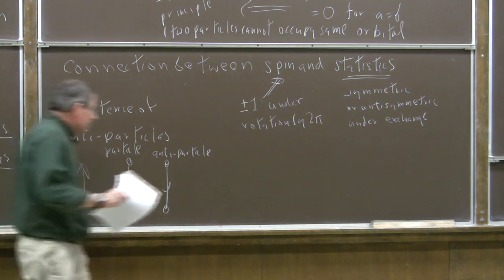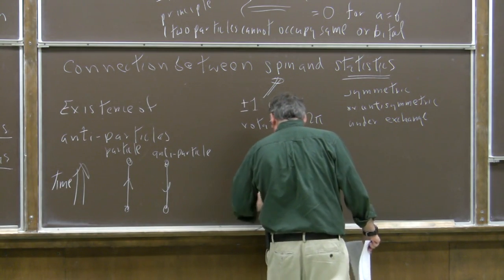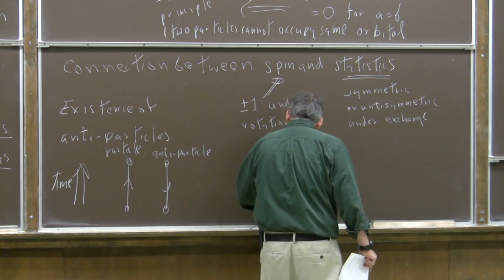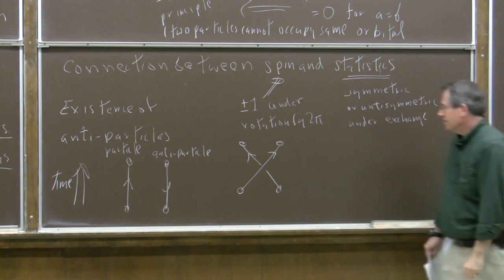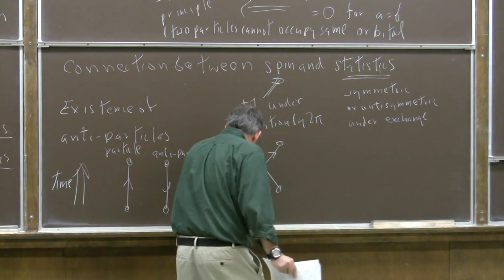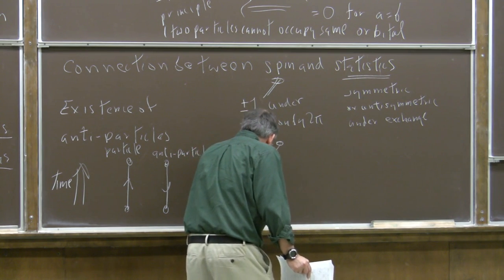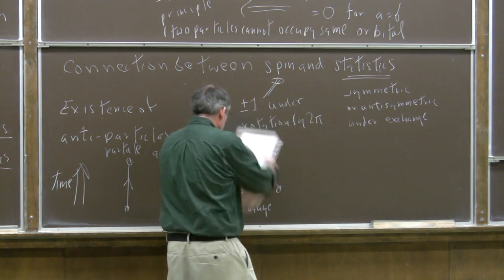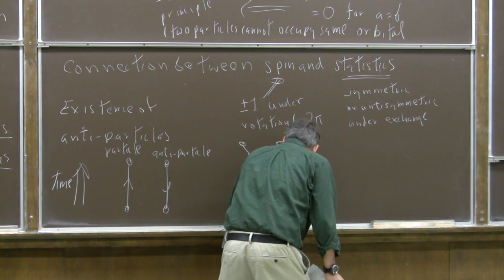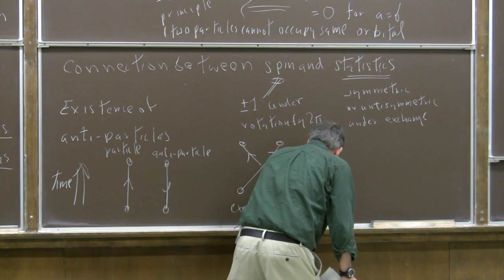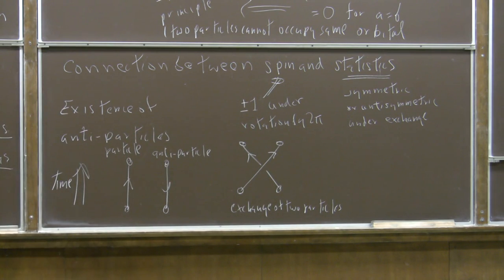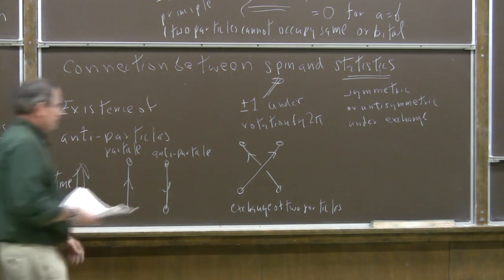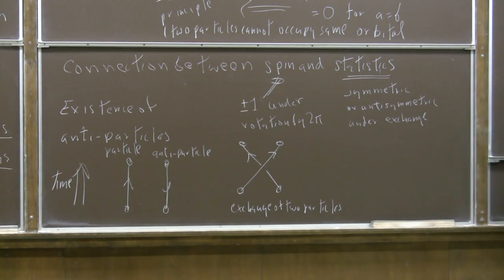Now, the process of exchange looks like two crossed world lines like this for two particles. So that represents an exchange of two particles. They've changed places as a function of time. And there's either a plus 1 or a minus 1 associated with that exchange, depending on whether they're bosons or fermions. What does that have to do with rotating one particle by 2 pi?